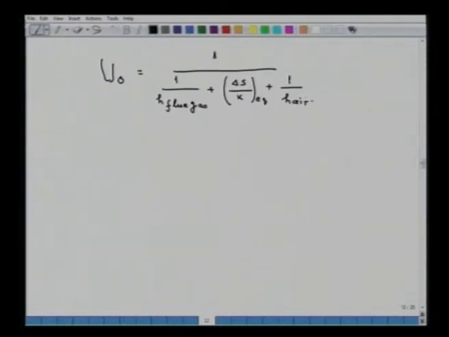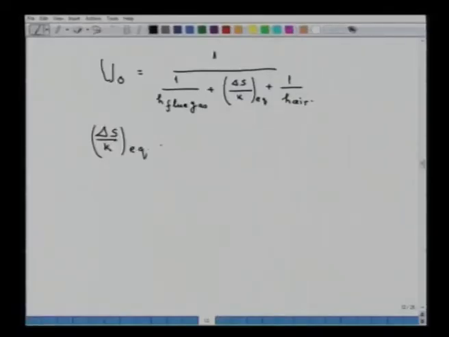So, this is the definition of the overall heat transfer coefficient, where delta S upon K can be considered as a thermal resistance offered by the combination of thickness of the wall and thermal conductivity, which is in equivalence to that of the separating wall. In this particular case, several investigations have shown that the delta S upon K equivalent contributes to the total resistance of heat flow on the order of 15 to 30%.